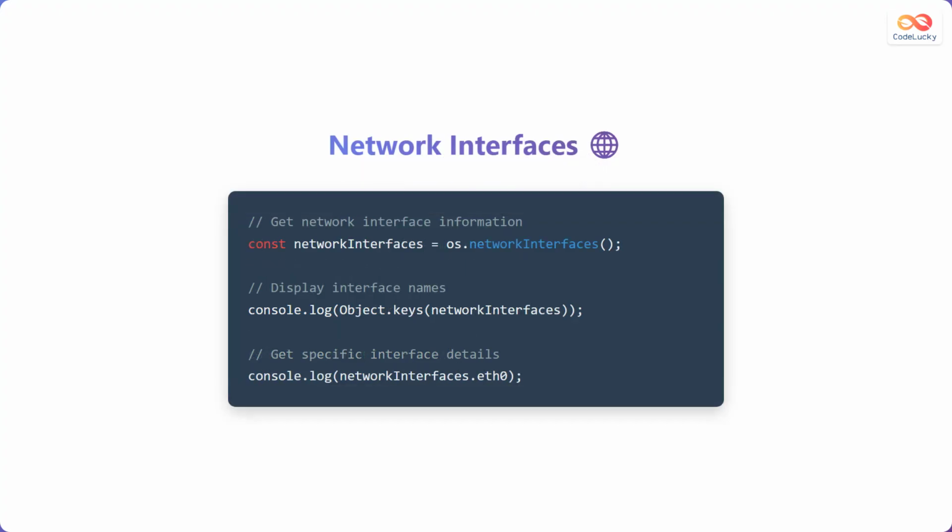The OS module allows us to retrieve information about the system's network interfaces. We can use the os.networkInterfaces method to get an object containing details about each network interface. The keys of this object are the names of the network interfaces, such as Ethernet 0. We can access the details of a specific interface by using its name as a key in the object. The value associated with each key is an array of objects, each representing an address assigned to the interface.